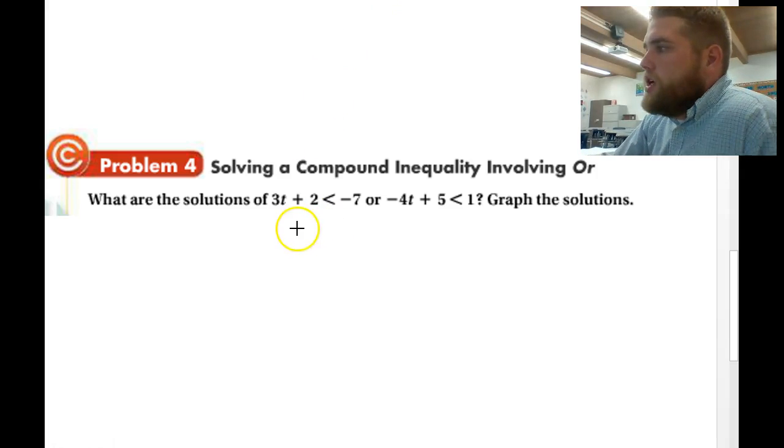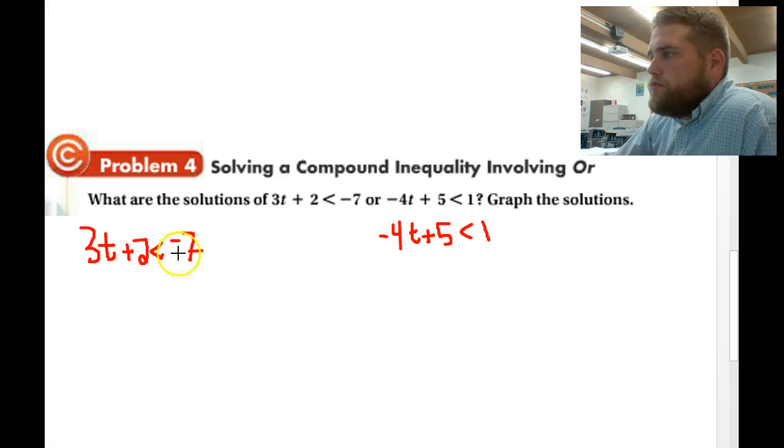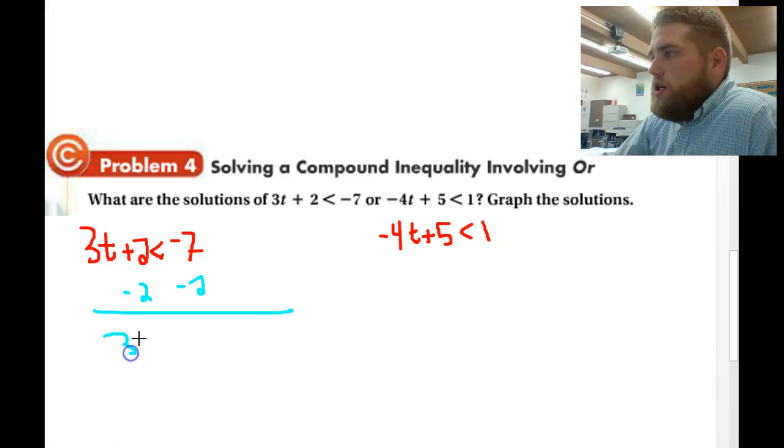Okay, so what are the solutions to 3t plus 2 is less than -7? And, or excuse me, -4t plus 5 is less than 1. Okay, so on this equation, the first thing I do is subtract 2, and we get 3t is less than -9. Okay, divide by 3, divide by 3. So we got t is less than -3.